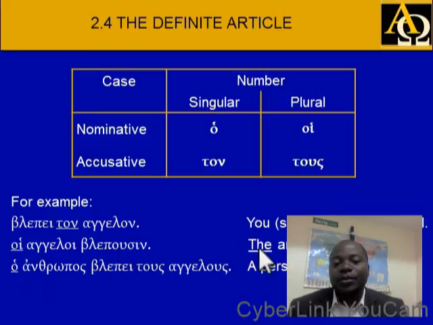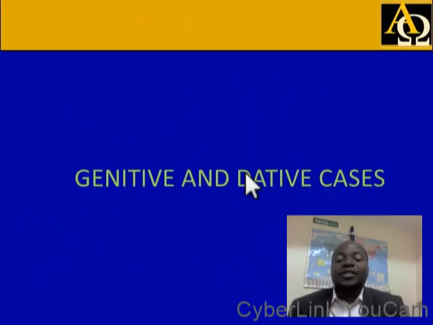Ho anthropos blepei tous angelous, the man sees the angels. So this is plural accusative, and it's the object. Okay. So nominative is the subject, accusative is the object. You need to note that. So that was the subject and the object. Now we need to move on and talk about possession and indirect object in Greek. Possession is the genitive case, and indirect object is the dative case.